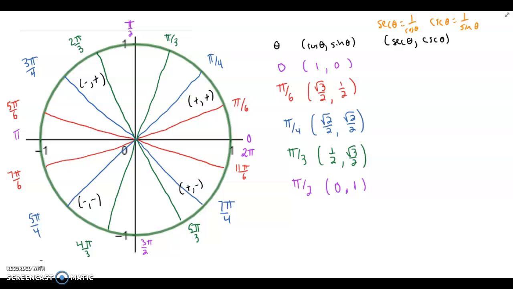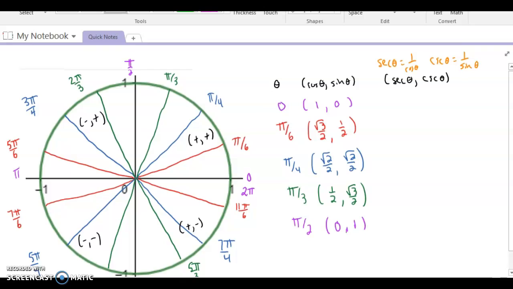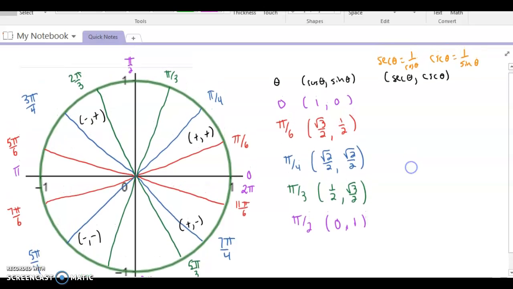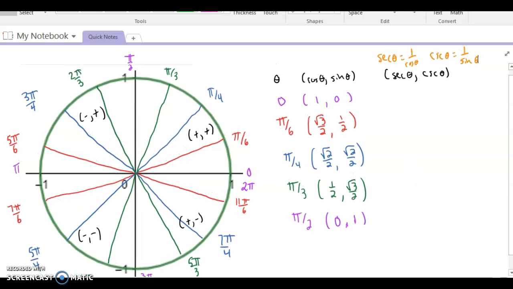So we do have an identity, or actually two identities right over here, where the secant is equal to 1 over the cosine, and the cosecant is equal to 1 over the sine. So in order to figure these problems out, we're going to be taking our cosine and sine values and effectively flipping them. We're going to find the reciprocal of those values.